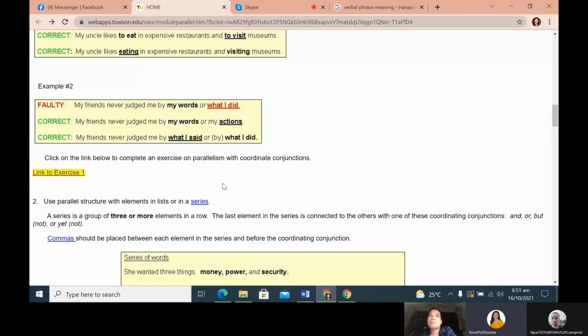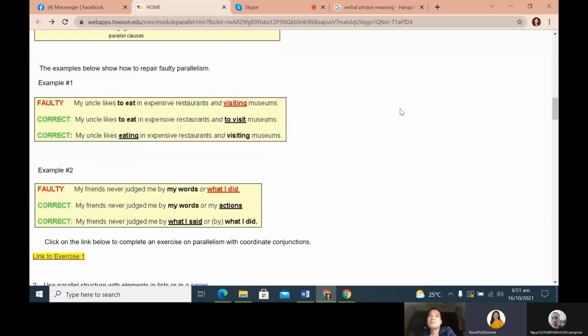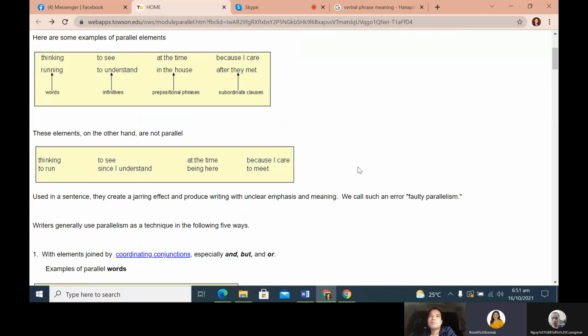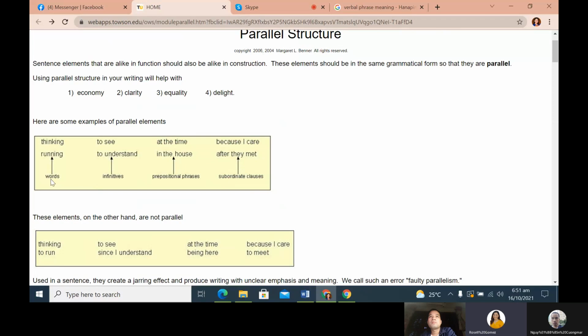And we need to use, okay, look at this one. There are ways for you to come up with a parallel sentence. First, you can use simple words. Okay, these are the ways, in order for you to come up with a parallel sentence. You can use a simple word, just one word. Make sure they are similar in construction. Thinking, running. But if you only use think and run, it's similar because it's similar in construction.